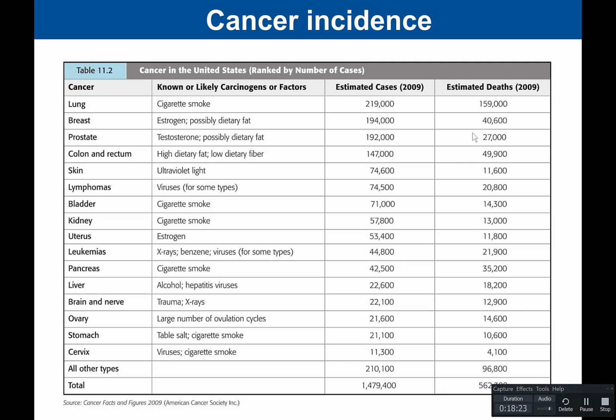Notice that when you look at pancreatic and liver cancer, they have a fairly high mortality rate. If we look at pancreatic cancer, it has 42,500 cases in 2009, and of those, 35,200 died. If we look at liver cancer, 22,600 cases, estimated deaths 18,200. Those have fairly low survival rates, meaning that you're much more likely to die if you are diagnosed with those types of cancers. The reason for that is they are difficult to detect.